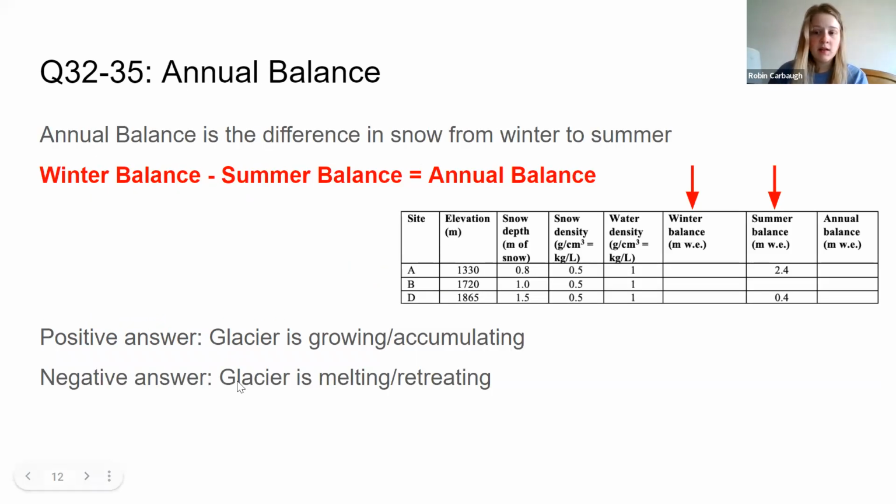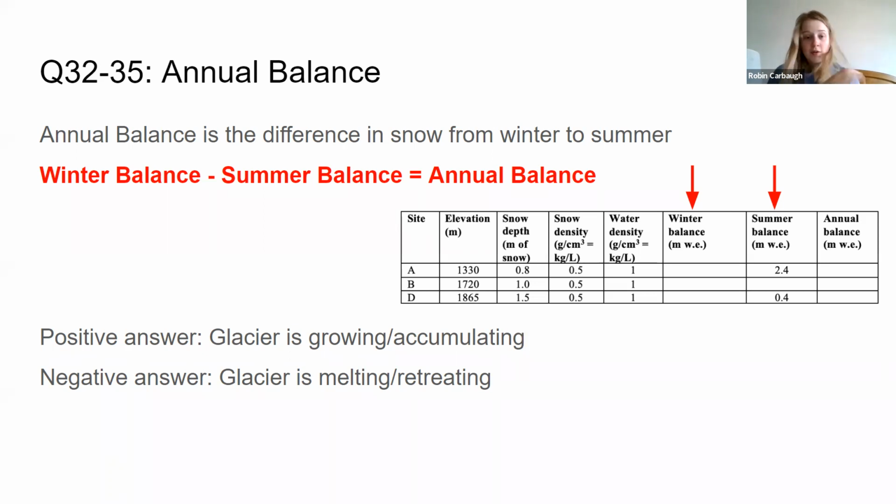Okay, so then we can find the annual balance because we have both the winter and summer balance. The annual balance is the difference between how much was accumulated in the winter versus how much melted in the summer. So we could just take that winter balance and subtract the summer balance. Be really careful with signs here because you might have negatives, and that's okay. If you get a positive answer here, that means that the glacier was growing. And if you've got a negative answer here, that means it was melting or retreating.